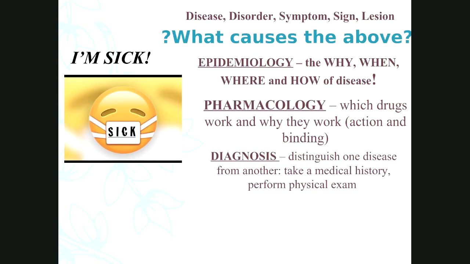So other terms we have to learn are, for example, epidemiology, which is the study of why, when, where, and how disease occurs. Pharmacology is the use of drugs and understanding how they work through action and binding and how they can help. And the diagnosis means distinguishing one disease from another through differential diagnosis, understanding their medical history, and performing exams.